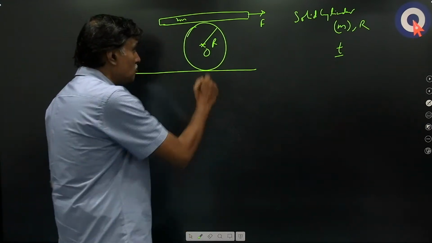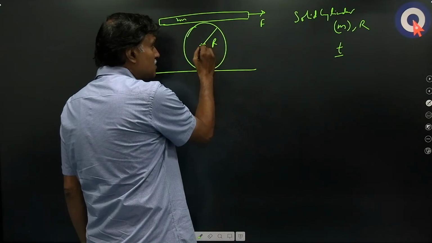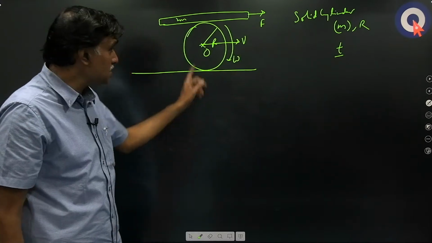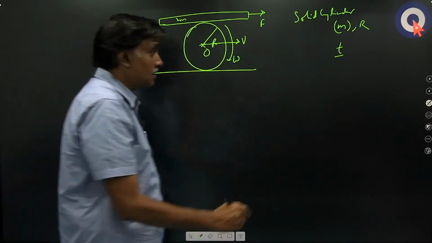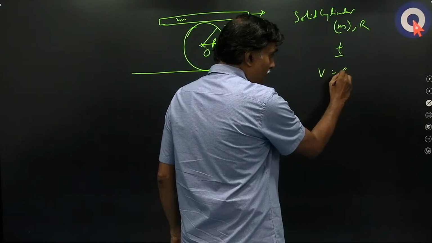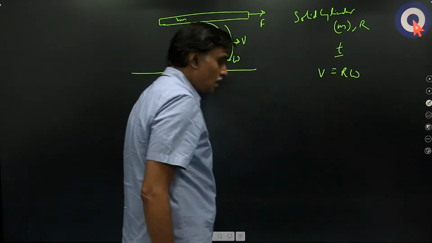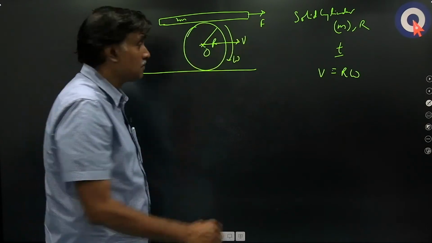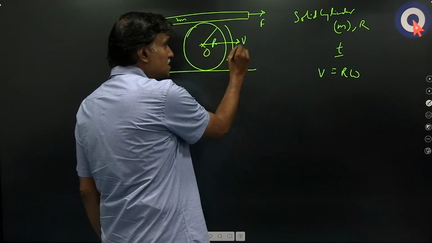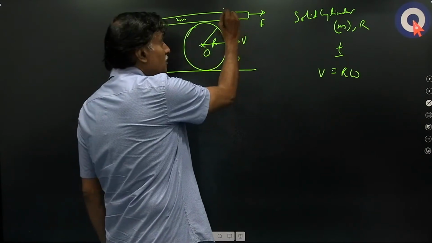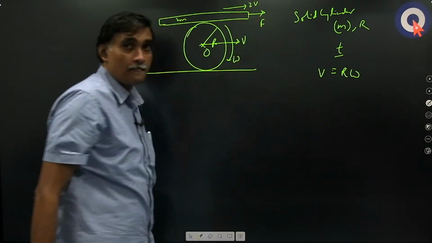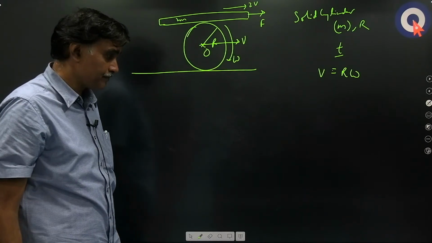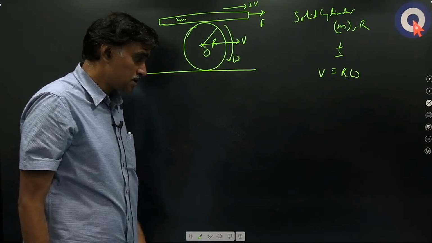So once again, if I assume at any instant its velocity is v and angular velocity is omega, what is the relation between v and omega? Because it is rolling on a fixed horizontal surface, v should be r omega. And what is velocity at the topmost point? Is v plus r omega, that is 2v. So when velocity of center of mass of this cylinder is v, then velocity of topmost point should be 2v, which is nothing but velocity of the plank. Okay. Velocity of the plank.